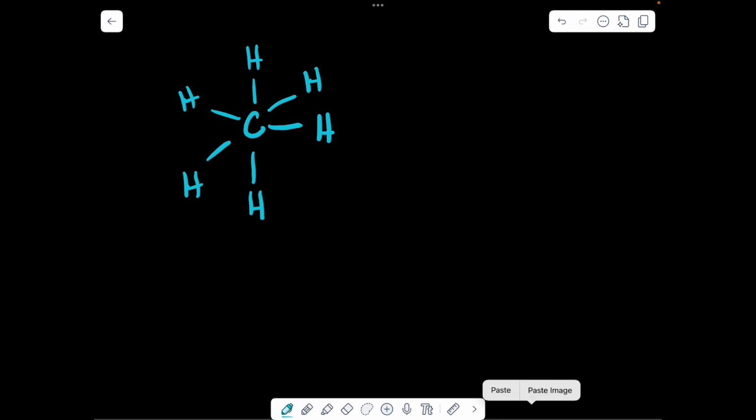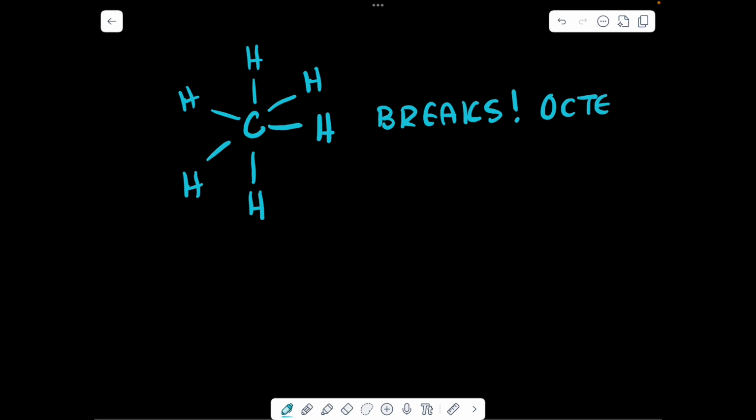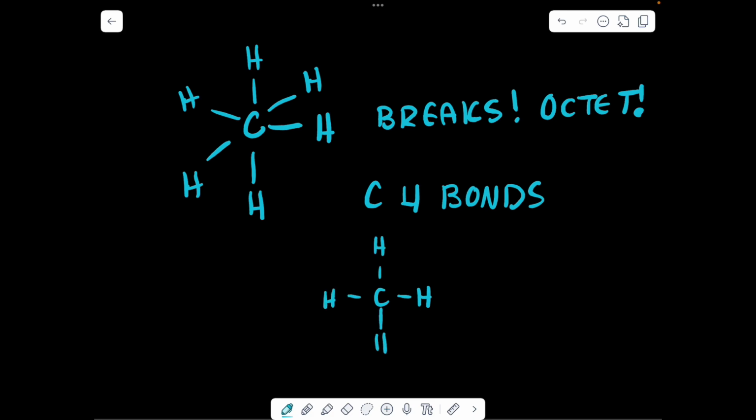Well, no, this breaks the octet rule. Bad. A carbon can only make 4 bonds. So at most, we could have a carbon with 4 hydrogens. I'm going to show you a little trick.